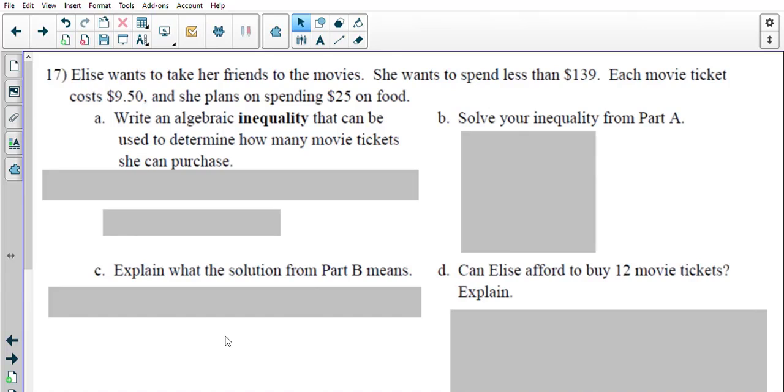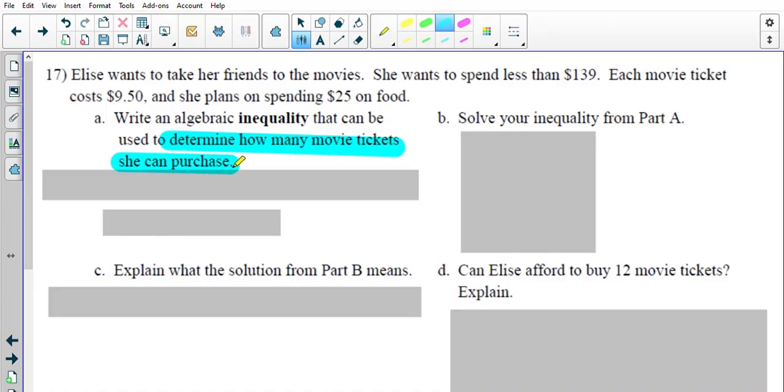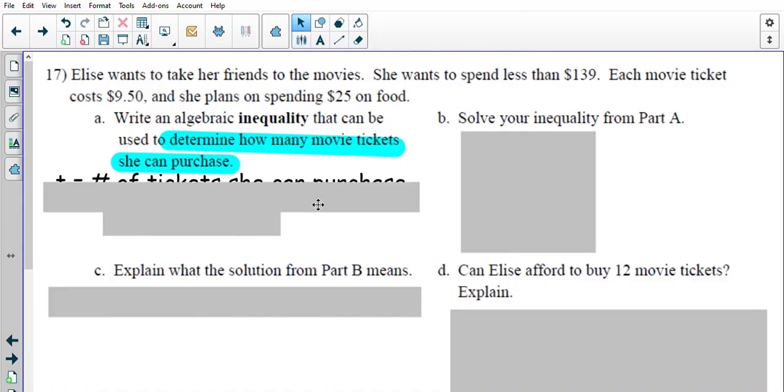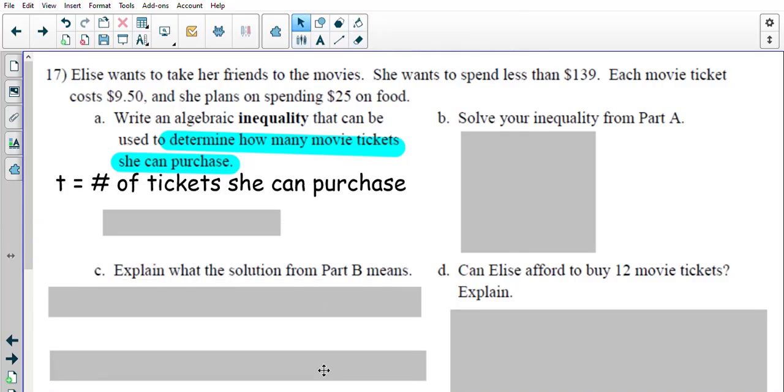So first things first, let's identify our unknown. In this case, we are trying to determine how many movie tickets she can purchase. And keep in mind, you might have to read the question more than once to remember what we're trying to find or figure out what we're trying to determine in this case. All right, so we're going to go ahead and define a variable to represent that. I chose T for our variable. That's the number of tickets she can purchase.